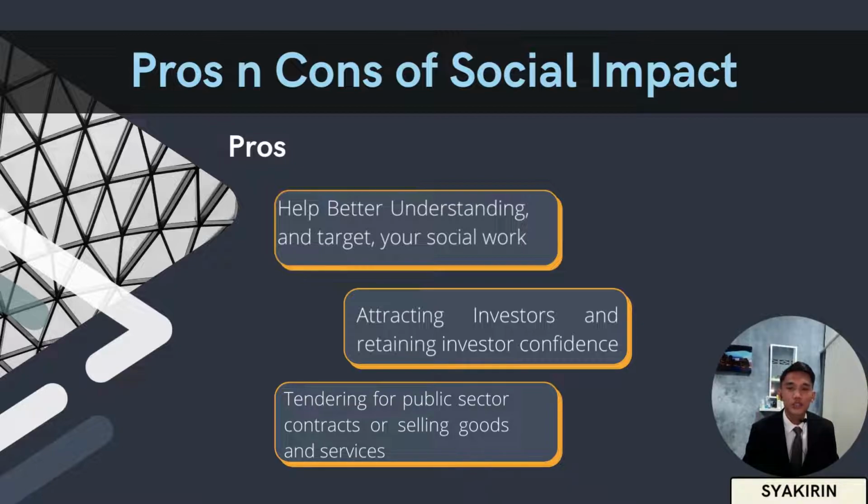The first pro of social impact is to better understand and target your social work. Social impact assessment helps organizations to plan better, implement more effectively, and successfully bring initiatives to scale.